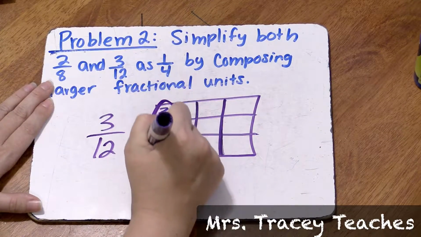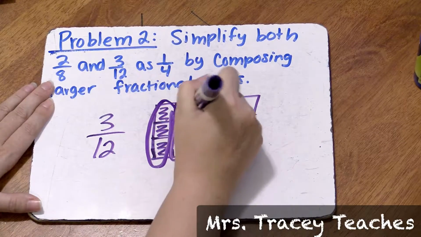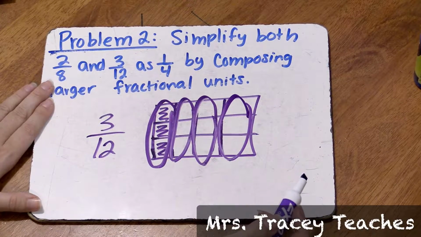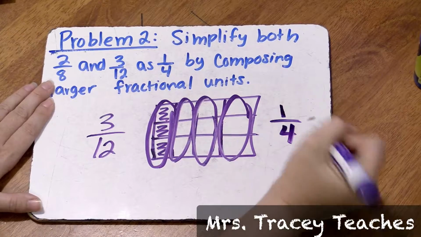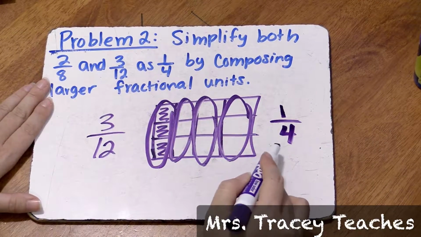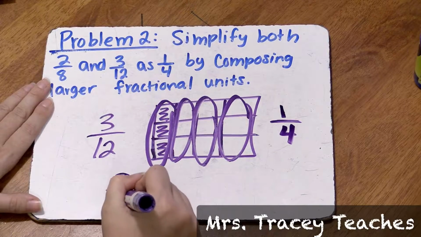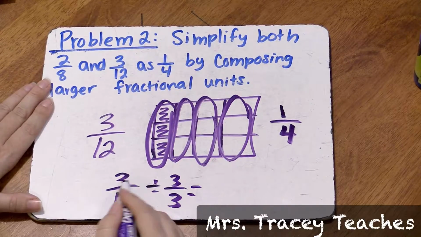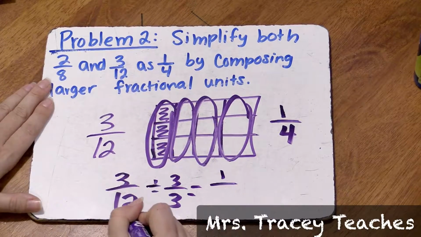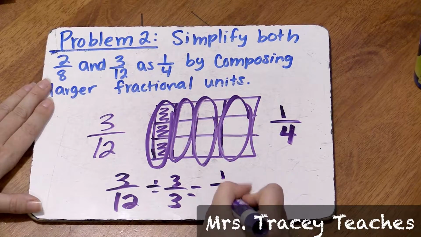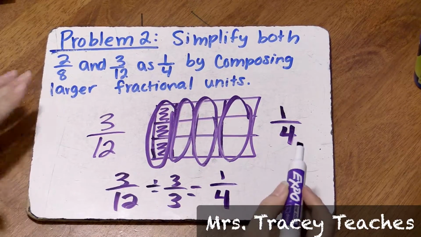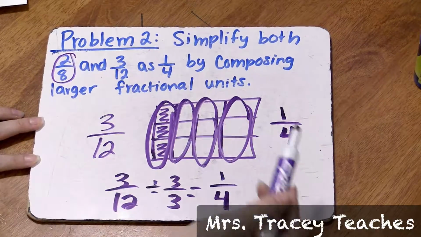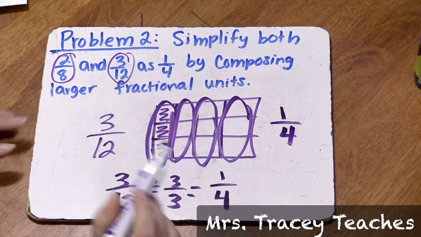So I'm going to circle my groups of 3. So I have one group of 3, 2, 3, 4. But how many groups of 3 are colored in? Only 1 out of 4. So 3/12 also equals 1/4. I can do this with division by going 3/12 divided by 3. 3 divided by 3 is 1. 12 divided by 3 is 4. So 3/12 is equal to 1/4. So both 2/8 and 3/12 equal 1/4.